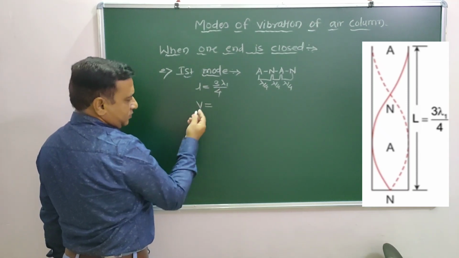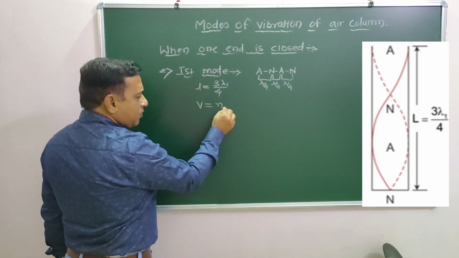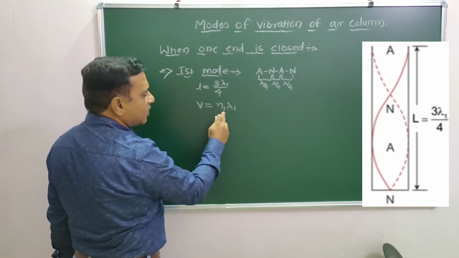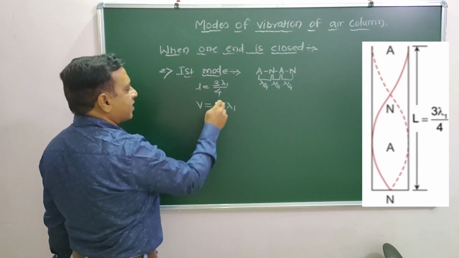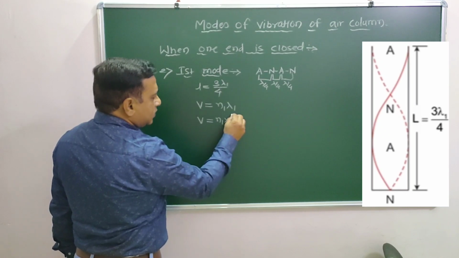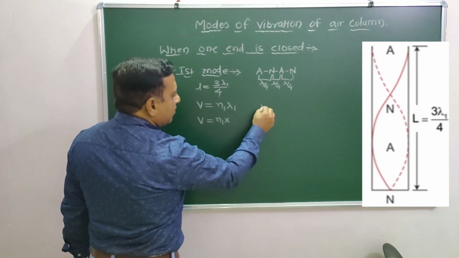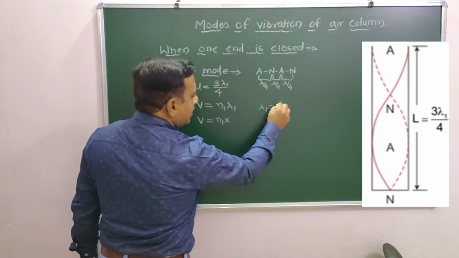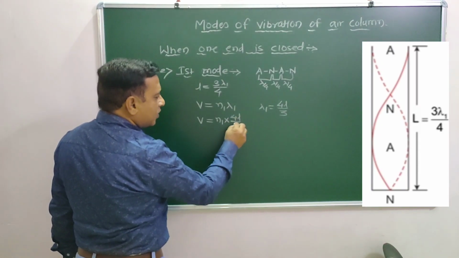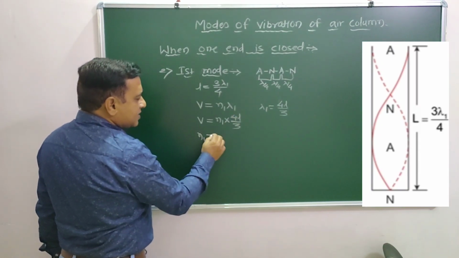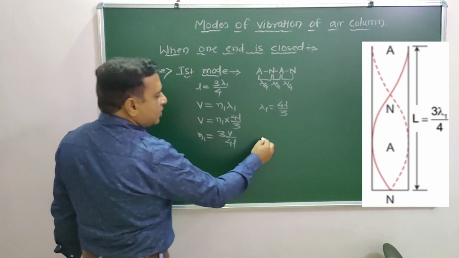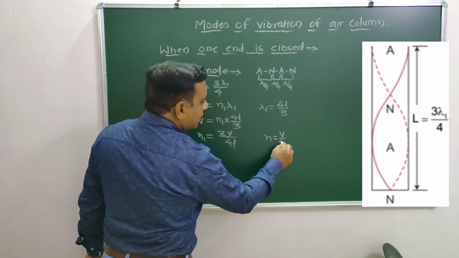V is equal to, basic equation we know, n1 lambda 1. Why n1 lambda 1? It is V is equal to n lambda actually, but for the first mode n1 lambda 1 corresponding to the first mode frequency. So V is equal to n1 into lambda 1, and lambda 1 is equal to 4L upon 3. So n1 is equal to 3V upon 4L. We already got in fundamental mode, N is equal to V upon 4L.